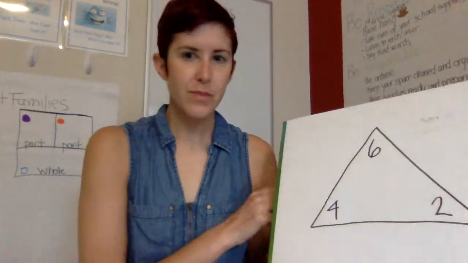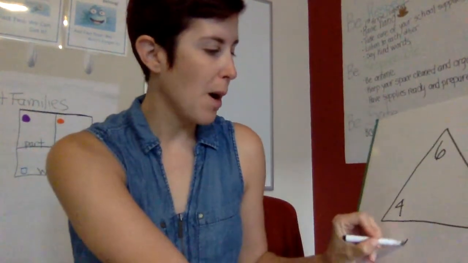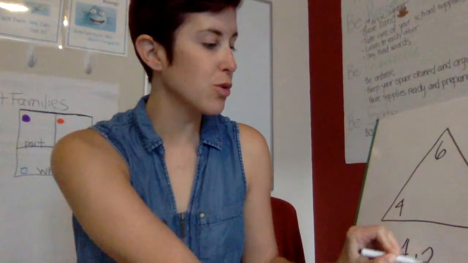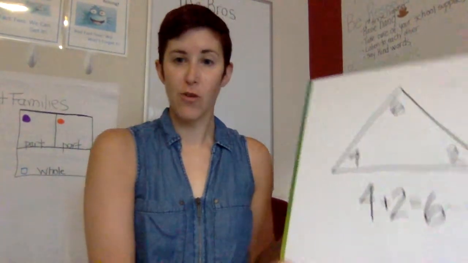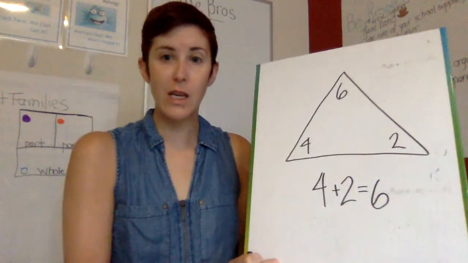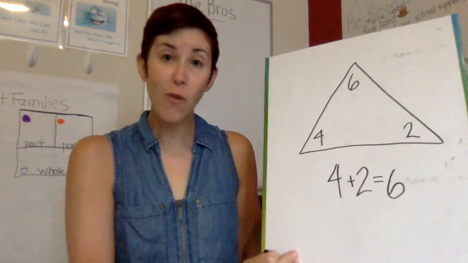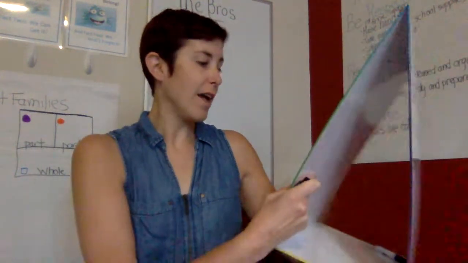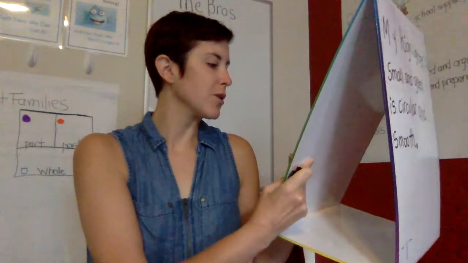Let's see. Some of you might have said 4 plus 2 equals 6. Okay, so 4 plus 2 equals 6. Oh, but some of you might say, well, Miss Sparks, you can just switch the 2 and the 4 and that equals 6 too. It does. So 2 plus 4 equals 6.